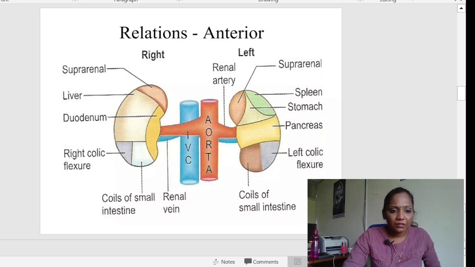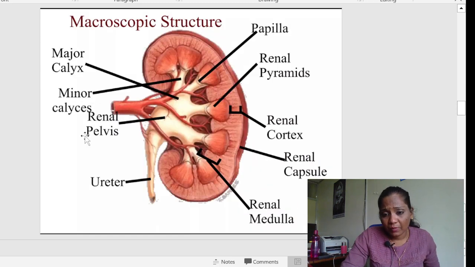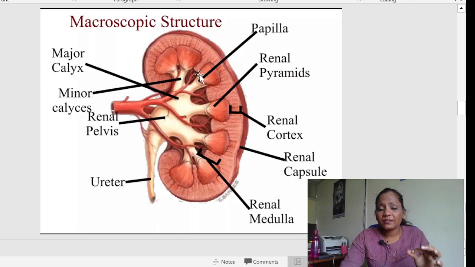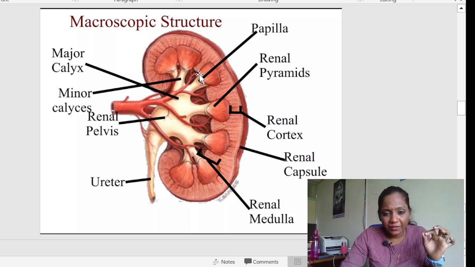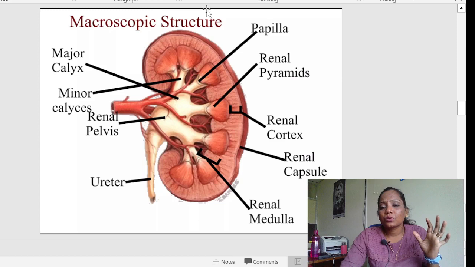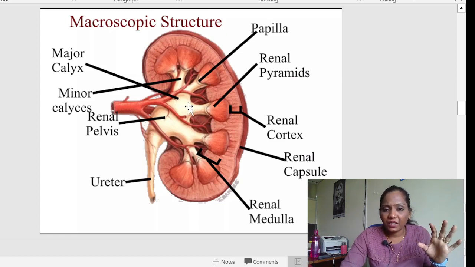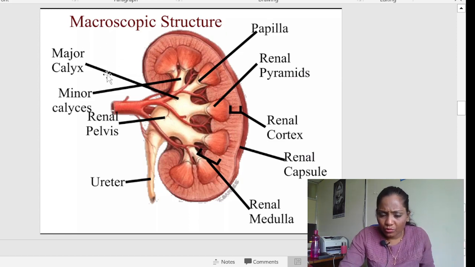Then we will move to the internal structures, or microscopic structure, of the kidney. Please draw the diagram and write the content however I explain it; it will definitely help you pass. So what is the microscopic structure of the kidney? When we speak of microscopic structure, see the diagram.